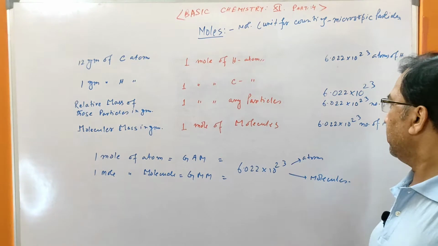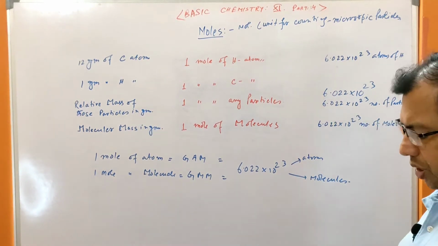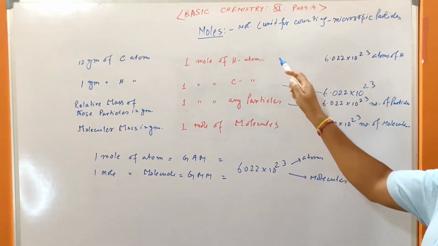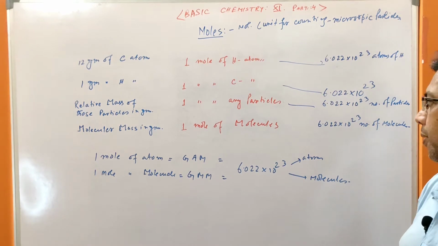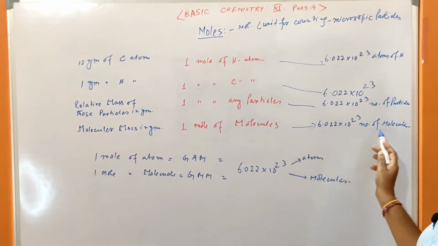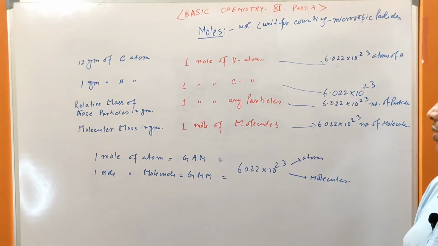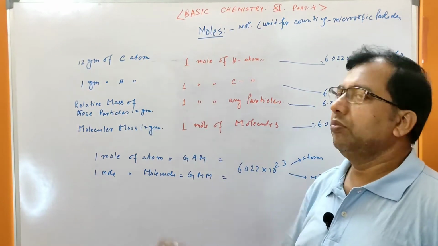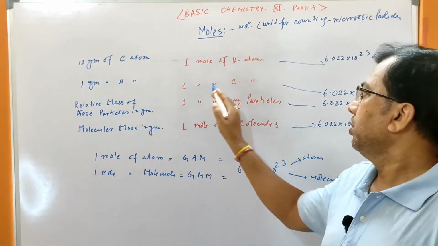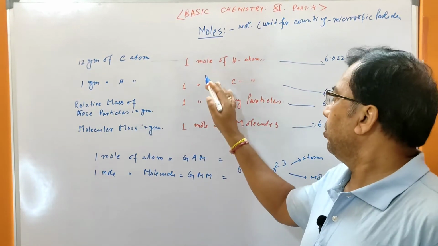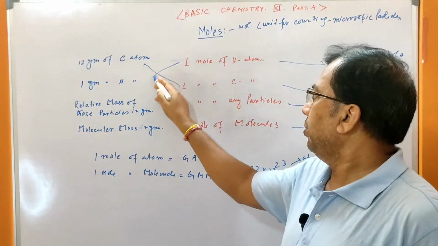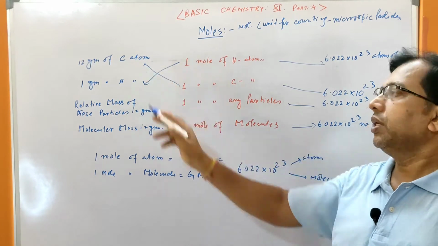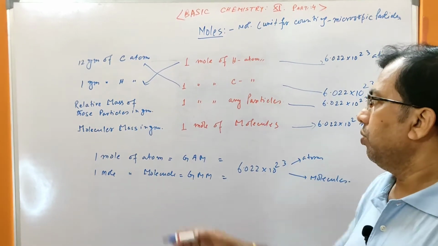1 mole of any particles, this number of particles will be present. This number of atoms will be present, and 1 mole of molecules, this number of molecules will be present. Same thing, if you convert: 1 mole of carbon atoms means 12 gram of carbon, and 1 mole of hydrogen atoms means 1 gram of hydrogen. This is carbon, this is hydrogen. Clear? 1 mole of carbon atoms, 12 gram; 1 mole of hydrogen atoms, 1 gram.